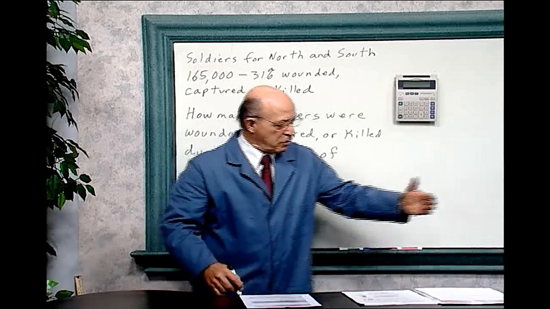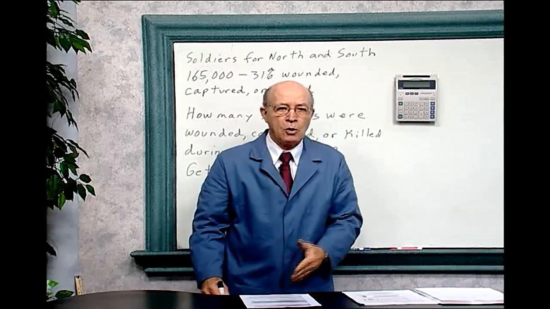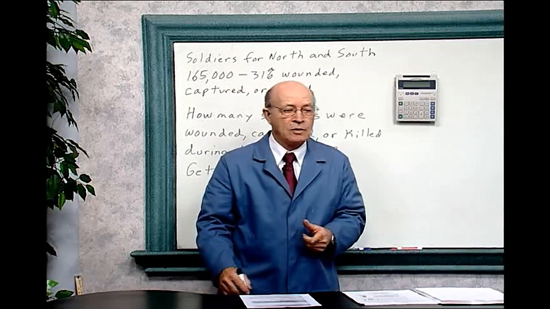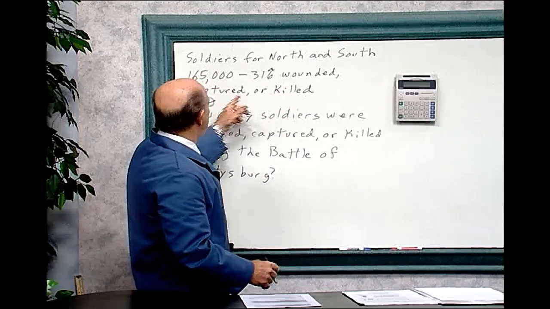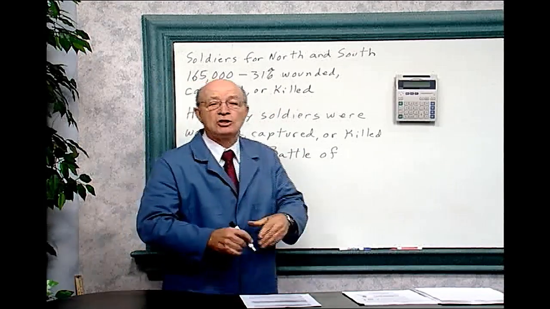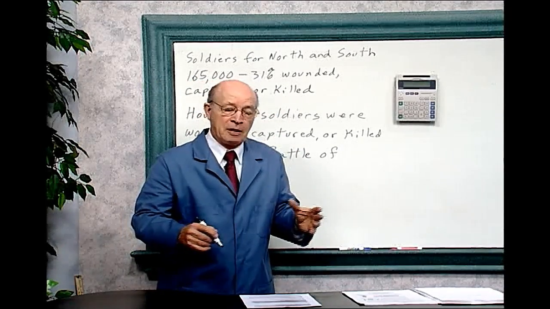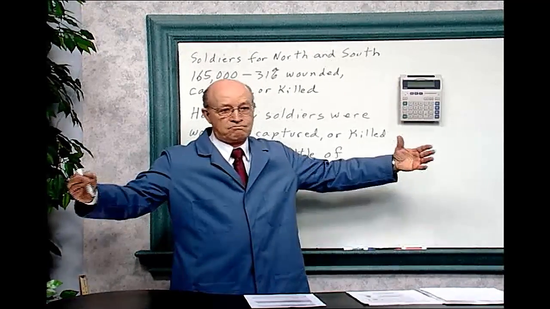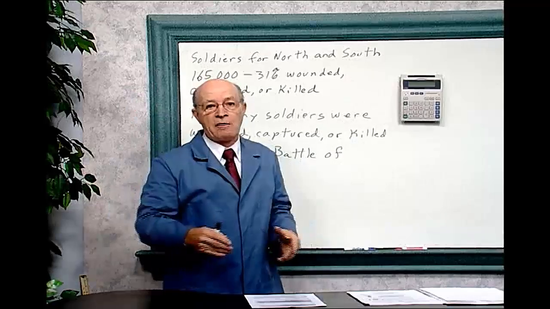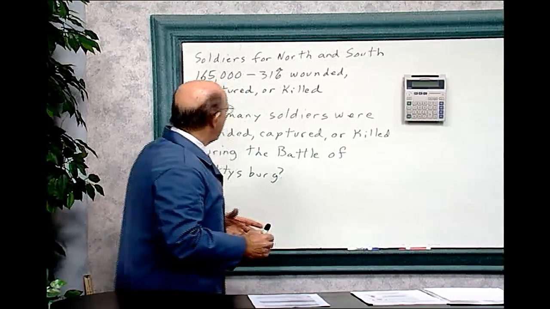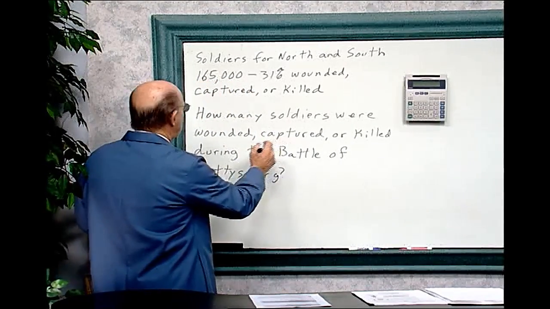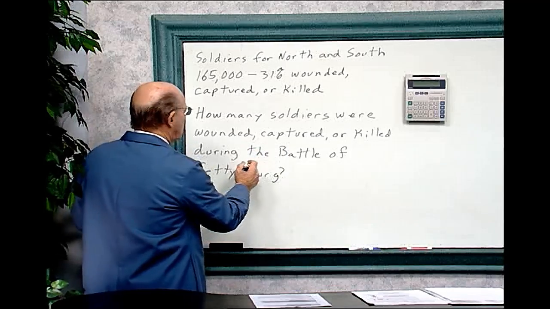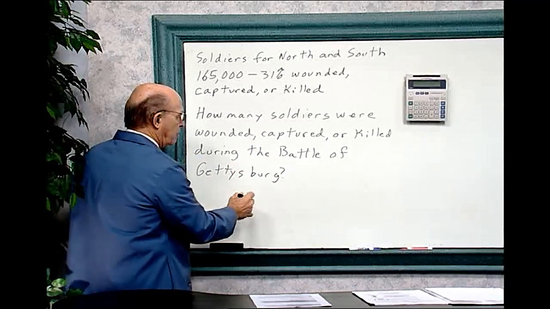So that means that there were 3 soldiers here. One of the 3 would be either wounded, captured, or killed. It was a slaughter that happened in that battle. And that's the way these armies used to fight. They just get together and just have a free-for-all. And the question is, how many soldiers were wounded, captured, or killed during the Battle of Gettysburg?